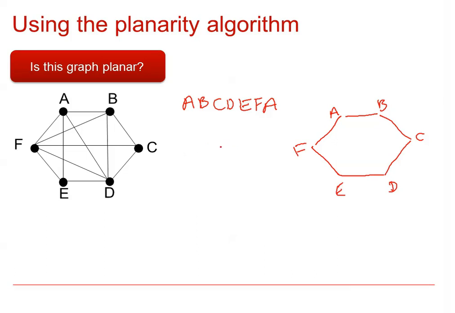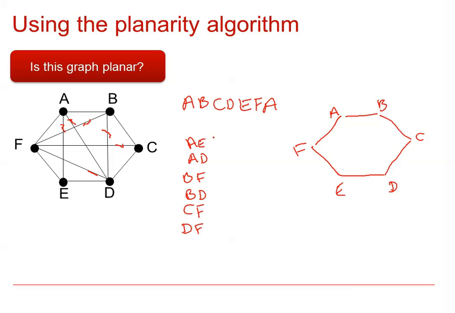Next, we look at all the edges that we haven't included in our Hamiltonian cycle. So there are 1, 2, 3, 4, 5, 6 edges remaining. So we've got A to E, A to D, B to F, B to D, C to F, and D to F. So now we take these 6 edges and we need to decide which ones go inside and which ones go outside our new drawing.